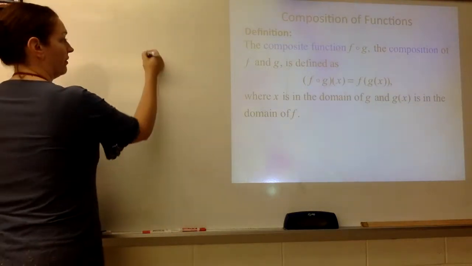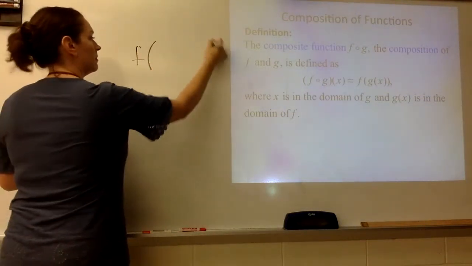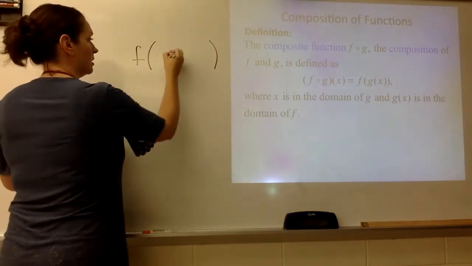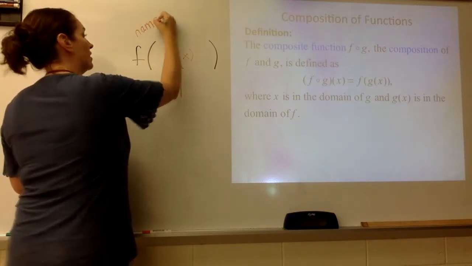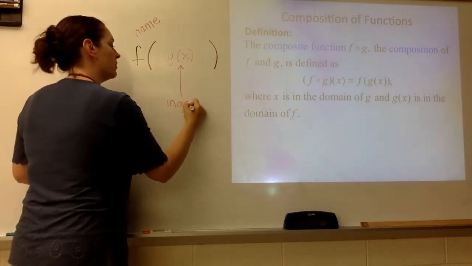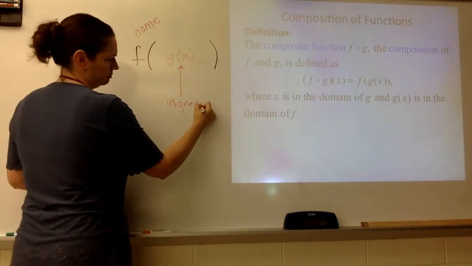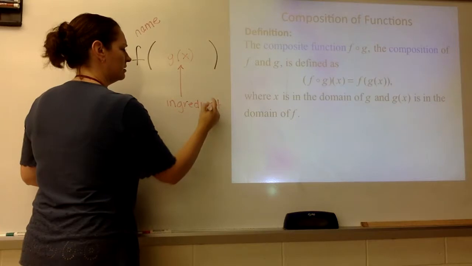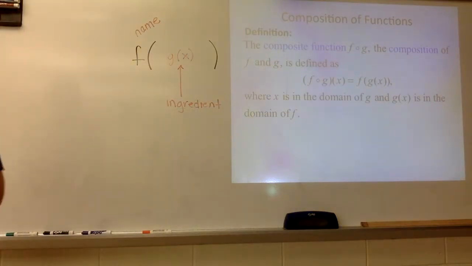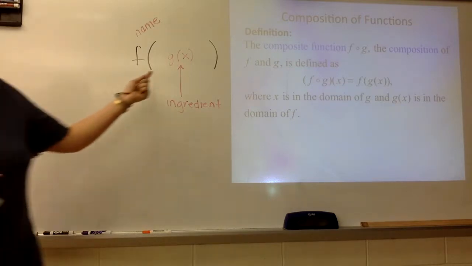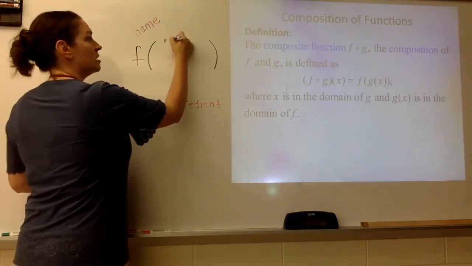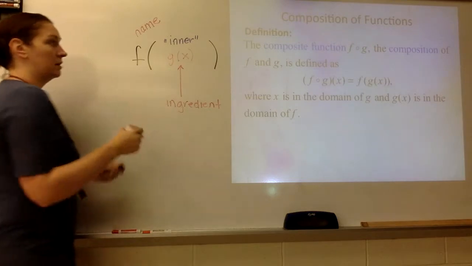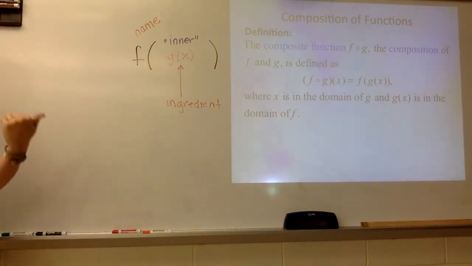So now, I'm going to talk about the F function made up of G of X. F is the name of my function. G of X is going to be what I call, I could spell, my ingredient function. It's the function that's going to get fed into the F function. Also, if you would put this in quotes, this is known as my inner function. Makes sense that it's inner because it's inside of F.